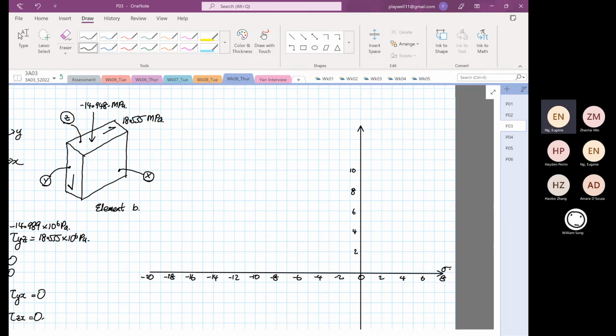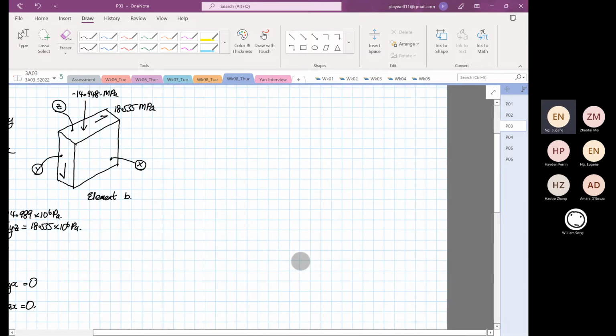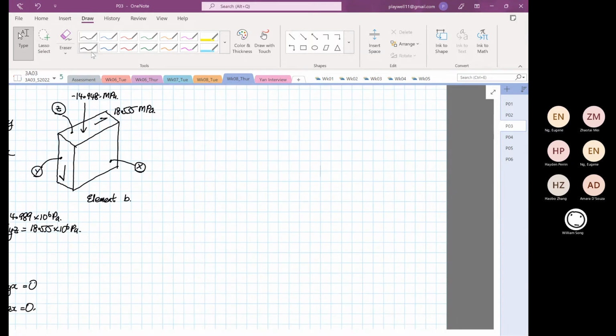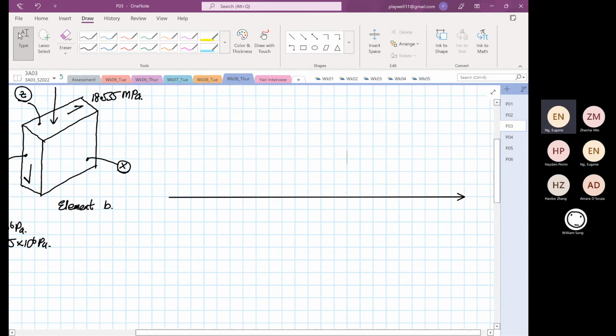I need 20. So the scaling I've done is no good. I have to change. My apologies. Seems I have to use something very similar to what I had before.